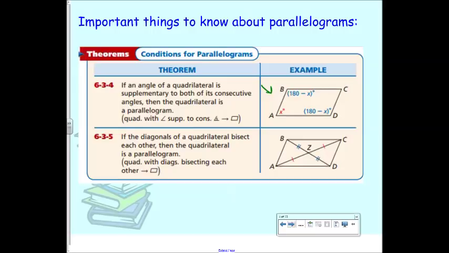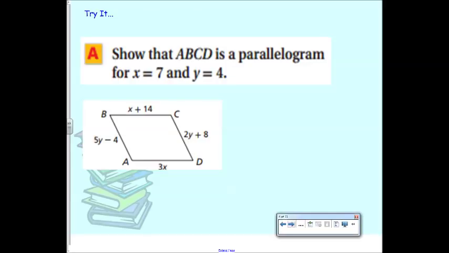Okay, so what we're going to talk about today is, if I give you something, you have to prove to me whether or not it's a parallelogram. So this right here: show that ABCD is a parallelogram for x equals 7 and y equals 4. Looking at ABCD, what information do they give you? Do they give you diagonals? Do they give you sides? Do they give you angles? Sides. What do you know about the sides of parallelograms? Opposites have to equal each other.